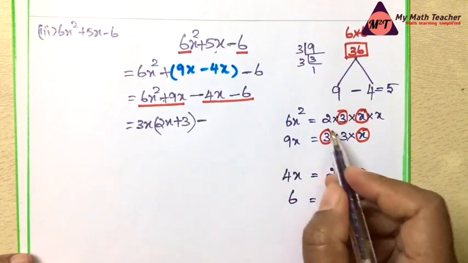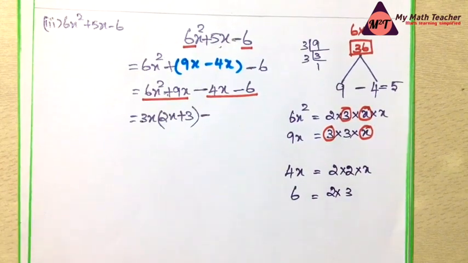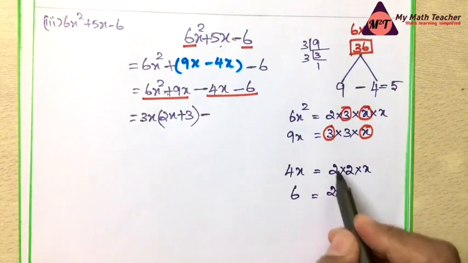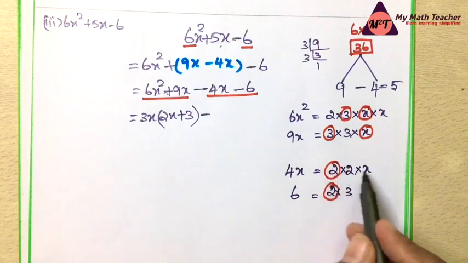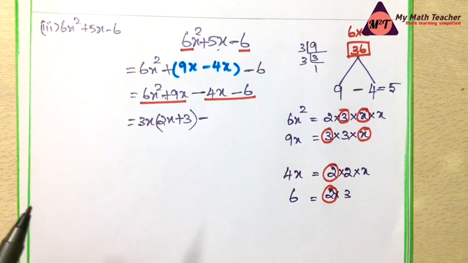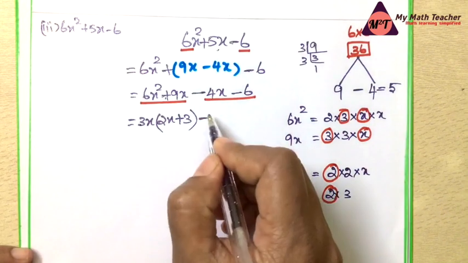6 is the same, 2 into 3. We don't have any variable, so write only the numerals. Now look for the common factors, that is 2 here and 2 here. Apart from 2, we don't have anything common. Now write whatever you have taken as common, that is 2 is common.